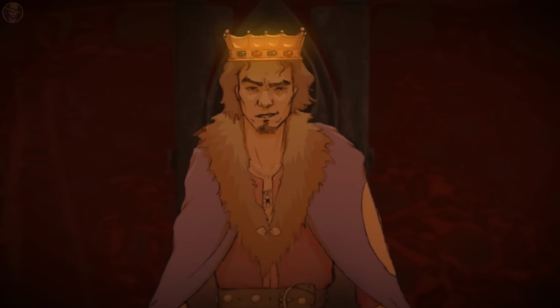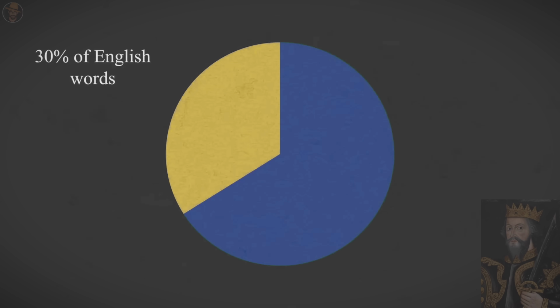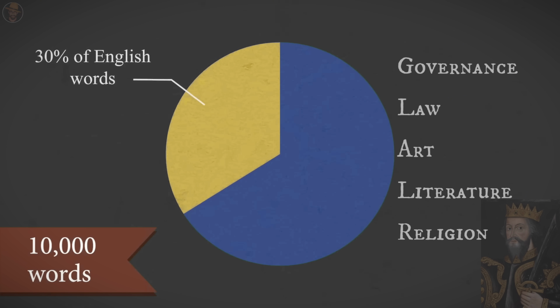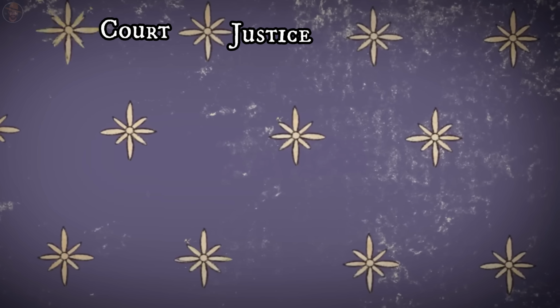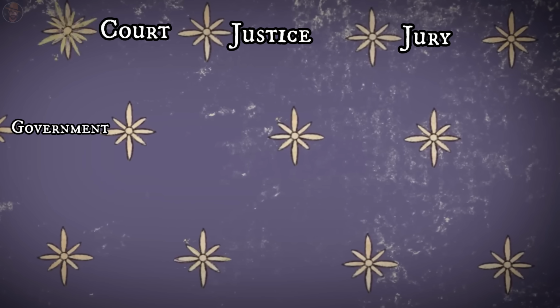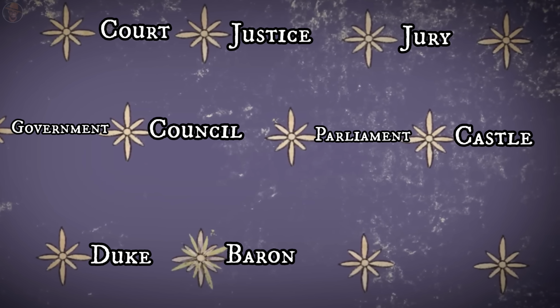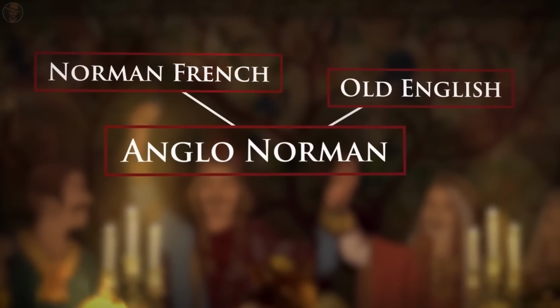The influence of Old Norman on English was profound. Thousands of French words entered the English vocabulary, particularly in areas related to governance, law, art, literature, religion, and other aspects of high culture. Words such as court, justice, jury, government, council, parliament, castle, duke, baron, clergy, and sermon all have Norman roots.